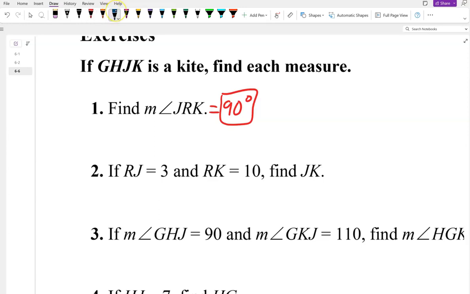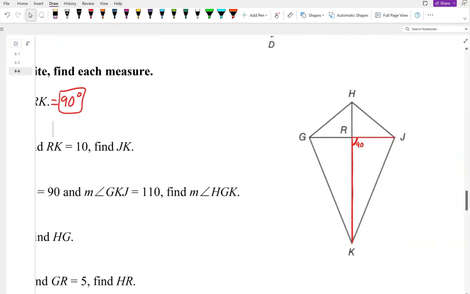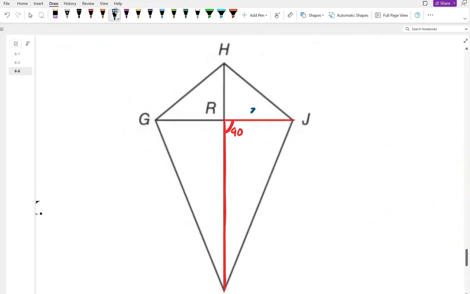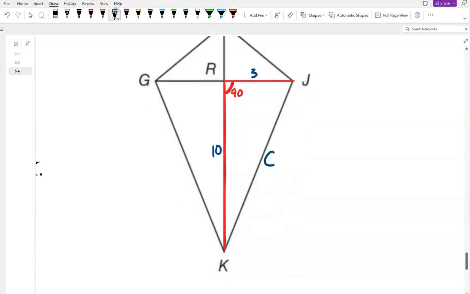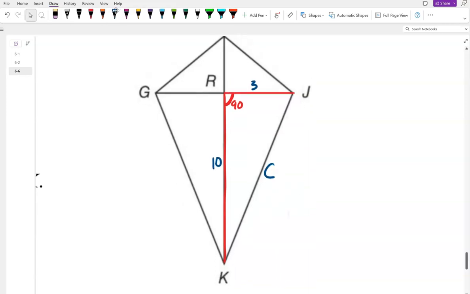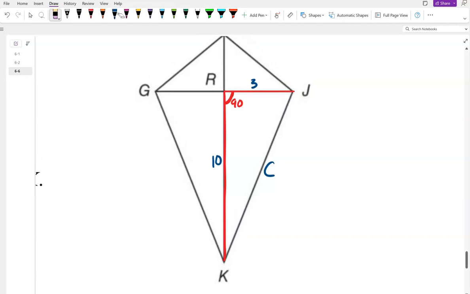Now, for number 2, I do have to do some math. So it says RJ is 3, so that would be here. And it says RK is 10. And they want to know what is JK. So JK is this outside one. Well, since that's a 90-degree angle, which I'm going to fix this now and make this look more like a box in the corner. Since that's a 90-degree angle, how do you think I could solve for JK?